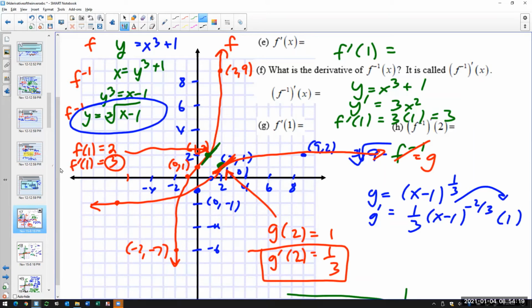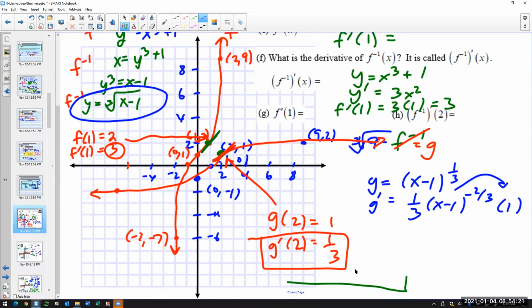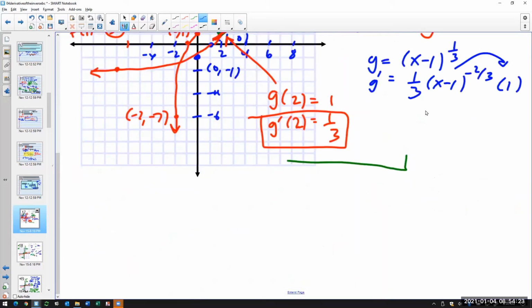Okay, I want g prime of 2. I'm trying to prove that this thing right here is actually 1/3. Well, that means everywhere there's an x, I'm going to put in 2. So this is 1/3, and if I put in 2 there, I get 1 raised to -2/3 times 1. And do you see that that is actually 1/3?